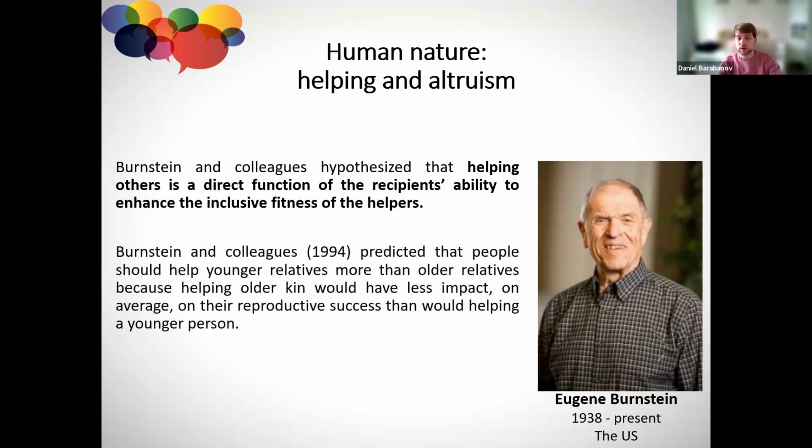Bernstein and his colleagues predicted that people should help younger relatives more often and better than older relatives because it has more impact on survival, right? So if you help children, they will grow up and will have their own children. But if you help elderly people, they won't reproduce in future, and thus their evolutionary value for the tribe or group of people is lower.